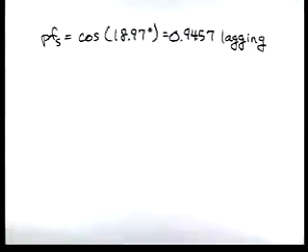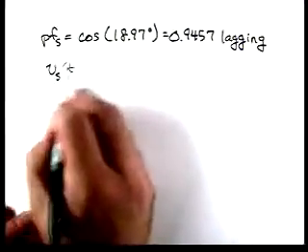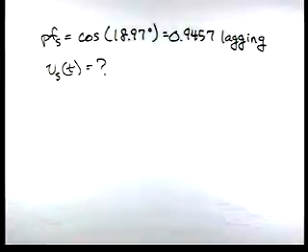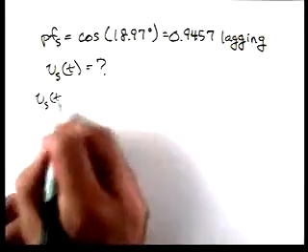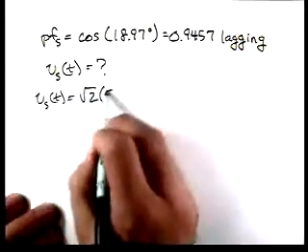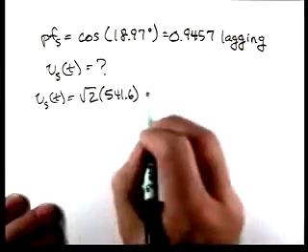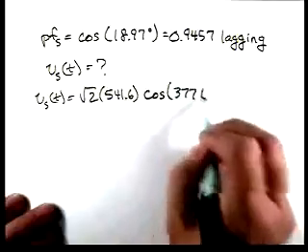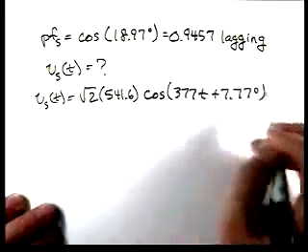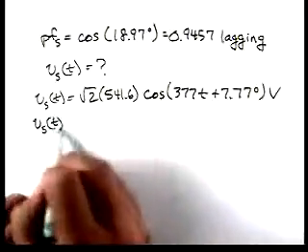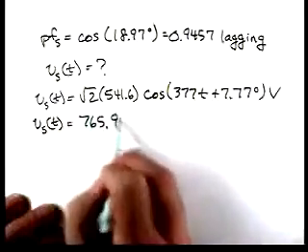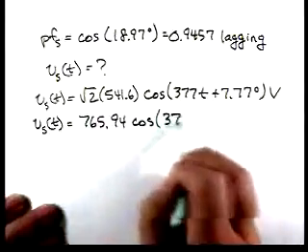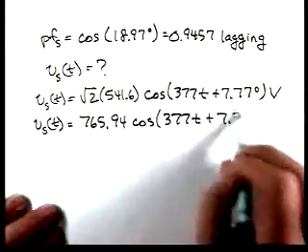Now, we were asked for Vs of t. Okay. And we were told that the frequency was 60 hertz. So the amplitude of Vs of t is the square root of 2 times 541.6 times the cosine. Since our frequency is 60 hertz, our omega is 377. Okay, so Vs of t then is 765.94 cosine(377t plus 7.77 degrees).